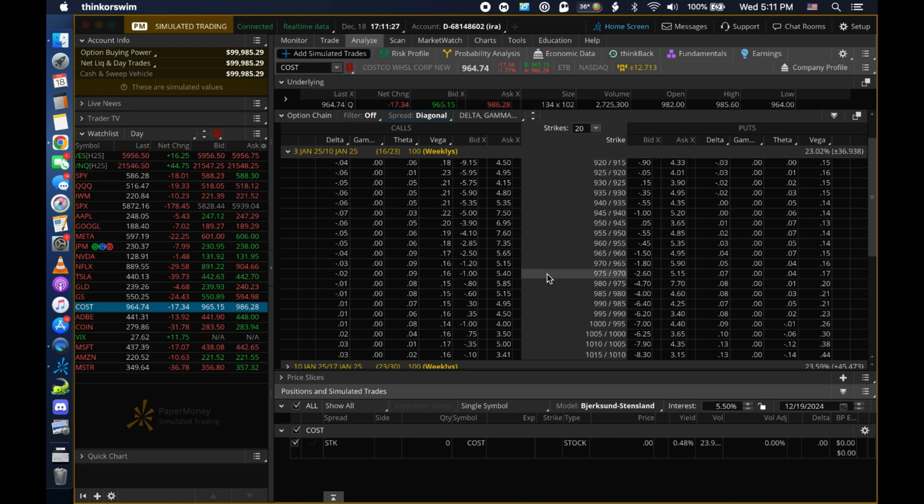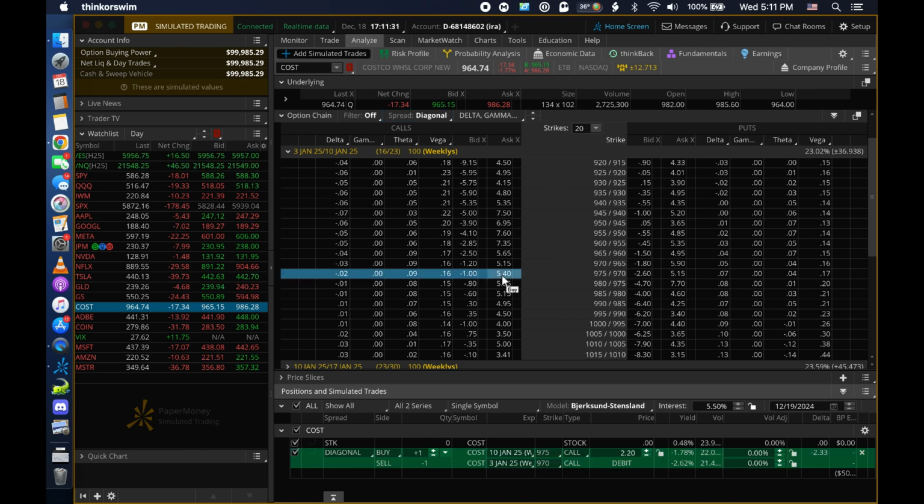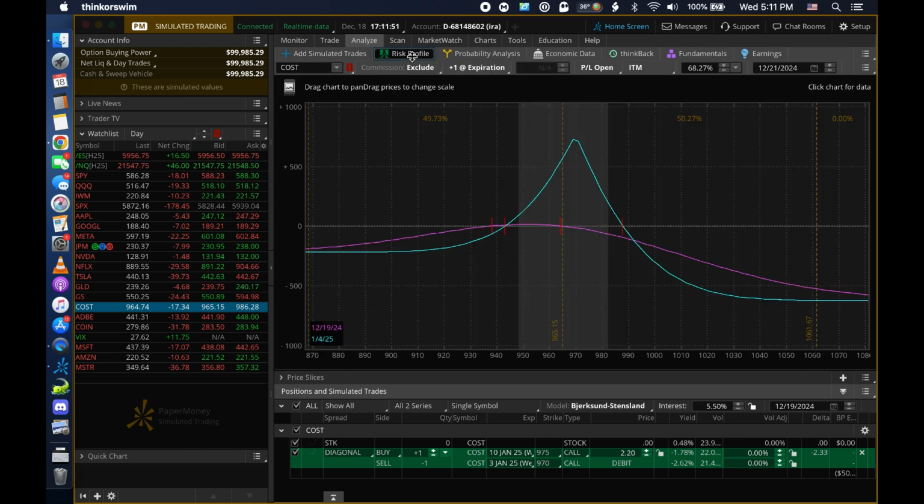Let's go a little bit out of the money. We'll sell the 970 and buy the 975. You can see in our position screen right here, we are buying the 975 January 10th and we are selling the 970 January 3rd. So we were selling the front month and we're buying the back month. Let's go ahead and take a look at the risk profile here.